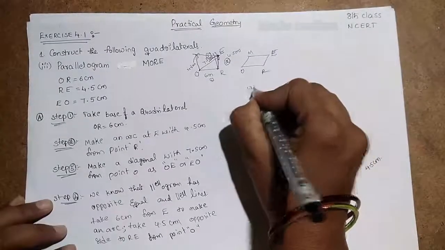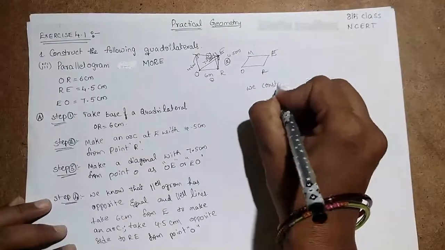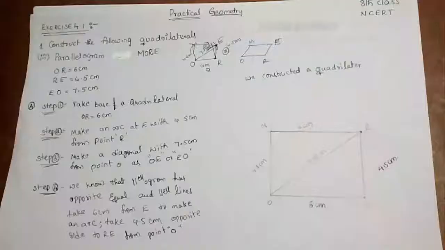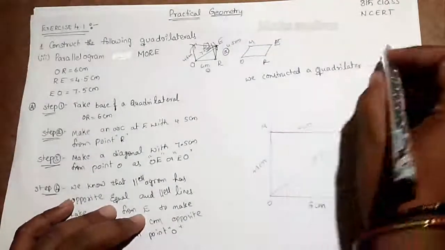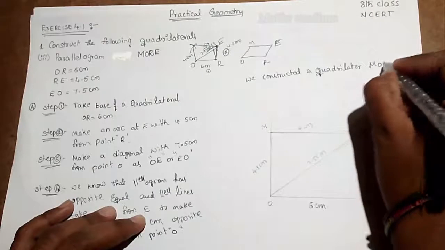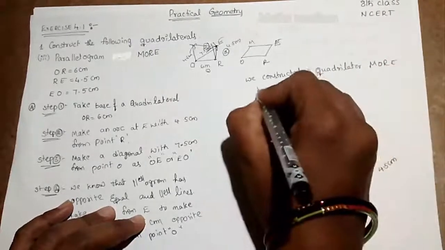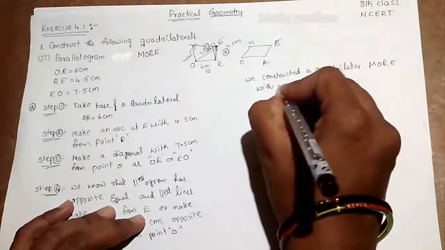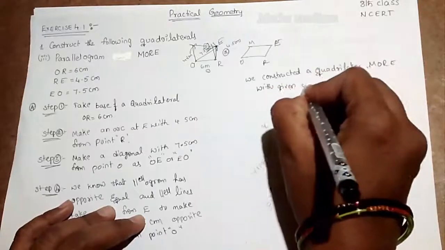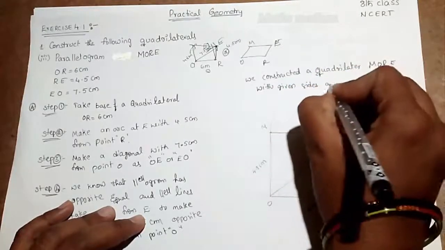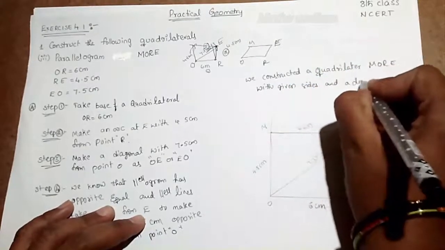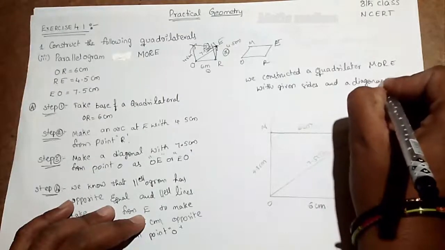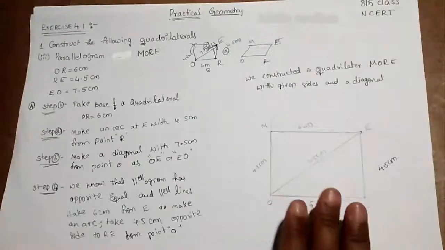So we constructed a quadrilateral MORE with given sides and a diagonal. This is the construction of a quadrilateral.